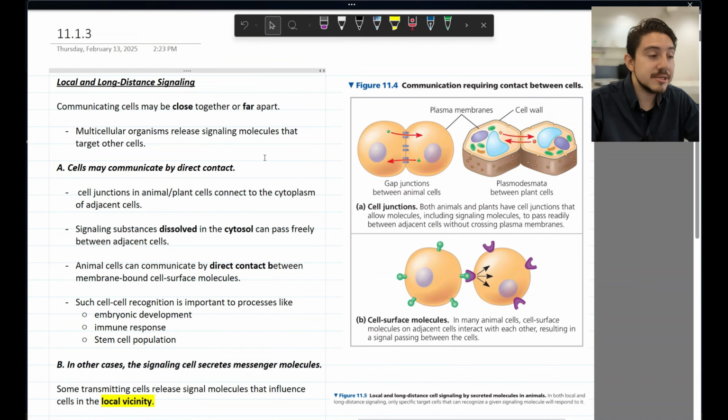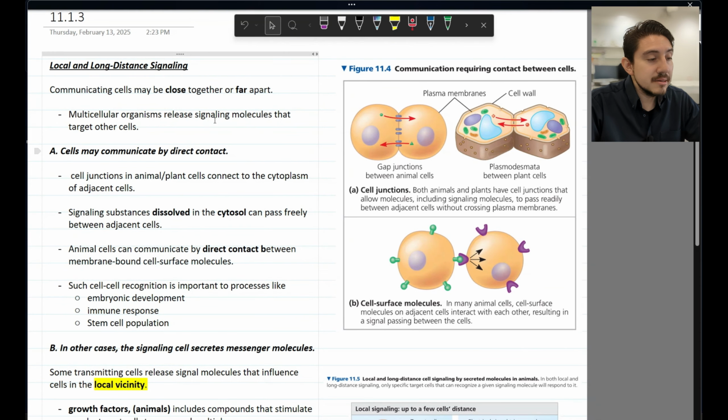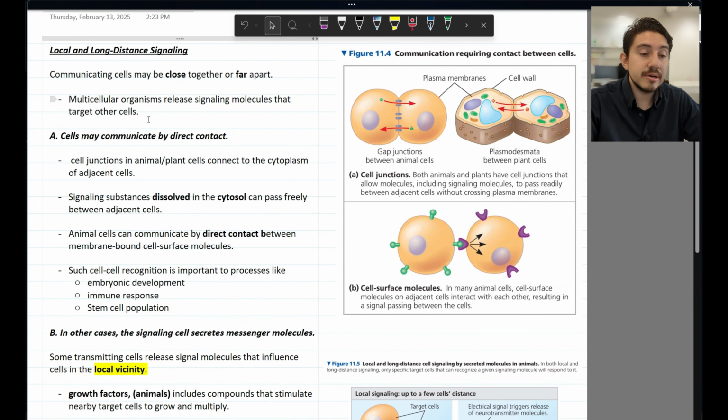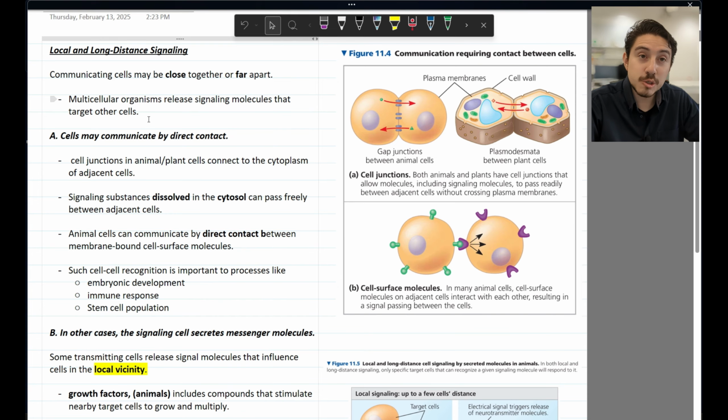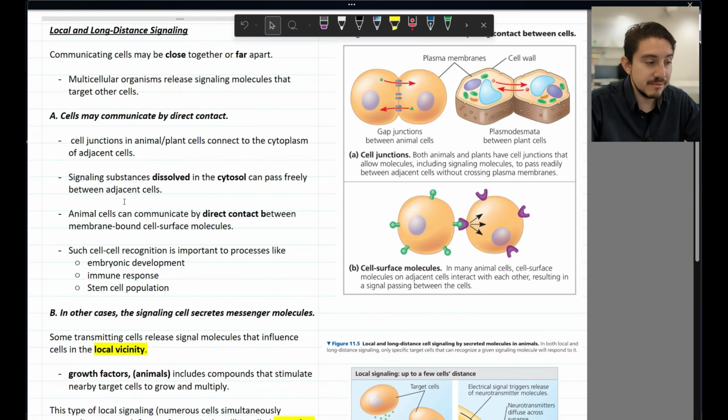So you have local signaling and long distance signaling. Communicating cells can be literally adjacent to each other, or they can be far apart. Multicellular organisms release signals to target other cells, again, they can be tissues that are knitted together, or they can be far apart. So we're going to look at each of these.